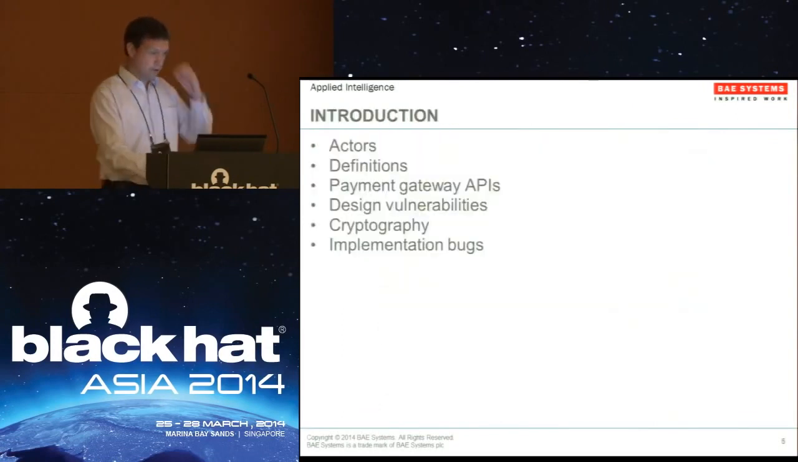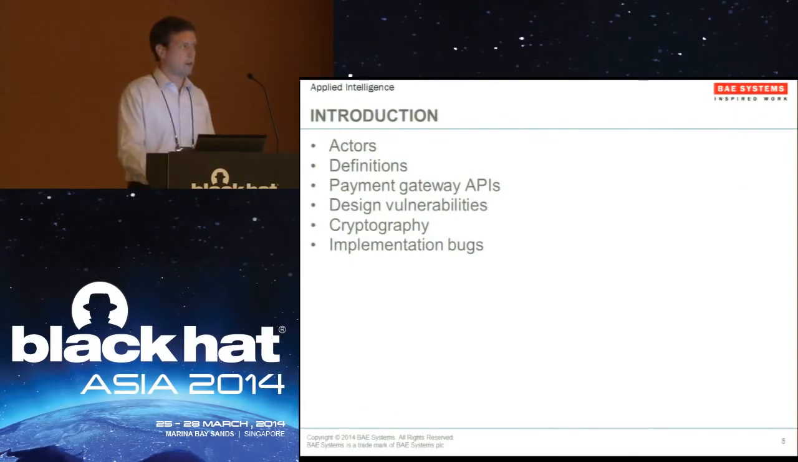So, a quick introduction: we'll talk a bit about the actors in a normal online transaction, talk about some definitions, look at payment gateway APIs, and then move on into the actual design vulnerabilities, talk a bit about the use of cryptography, and finally discuss some implementation bugs. I've got a couple of demos for most of these things.